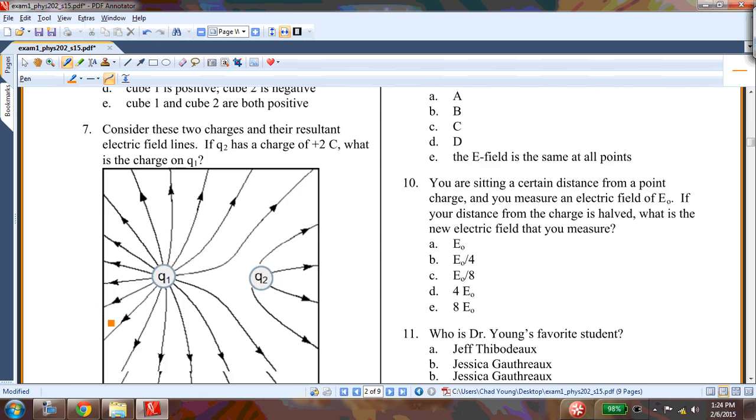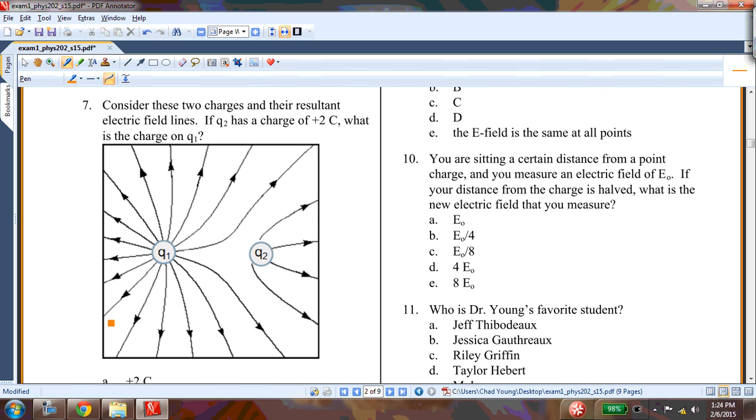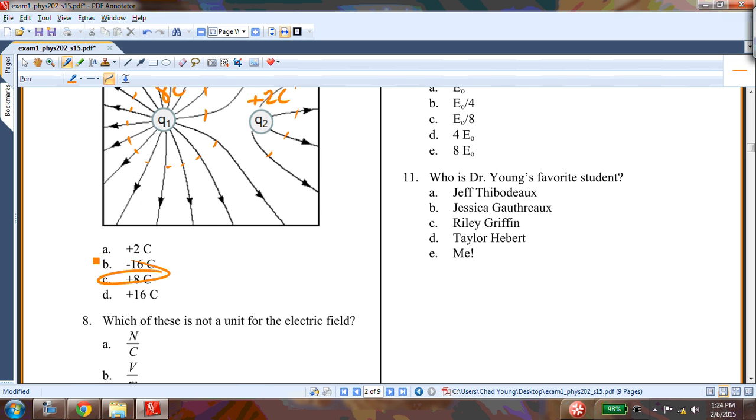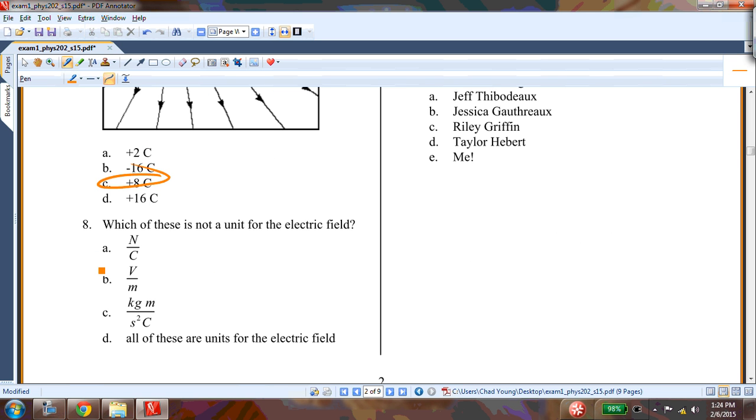Consider these two charges and their resultant electric field lines. If Q2 has charge plus 2 coulombs, what is the charge on Q1? Well, I know it has to be positive because the field lines are coming out. I just count the field lines on 1: 1, 2, 3, 4, 5, 6, 7, 8, 9, 10, 11, 12, 13, 14, 15, 16 field lines, but just 4 over here, so I'm 4 times the charge, so I'm 8 coulombs. That's positive 8 C.